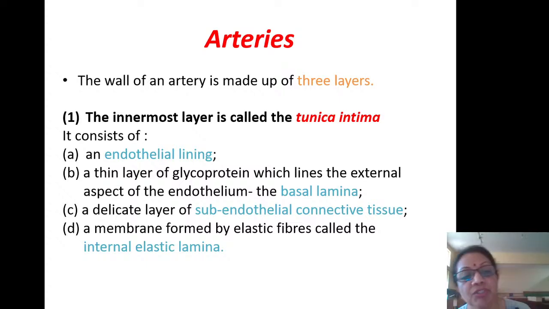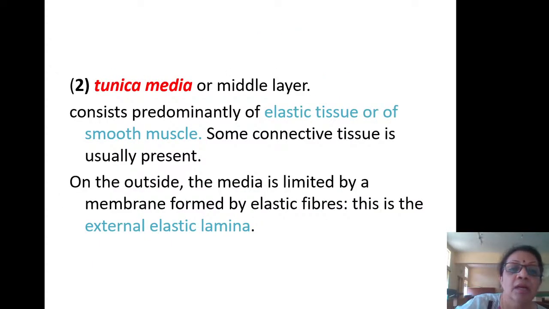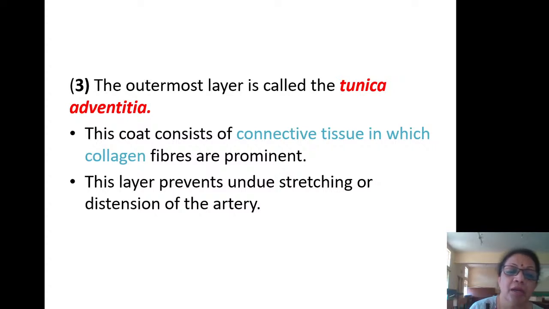So these four things together equal the tunica intima. The tunica media consists predominantly of smooth muscle and/or elastic tissue. Outside, it is limited again by an external elastic lamina. The outermost adventitia is only connective tissue in which collagen fibers are very prominent, and remember the orientation is longitudinal, not concentric, and this prevents undue stretching or distension.